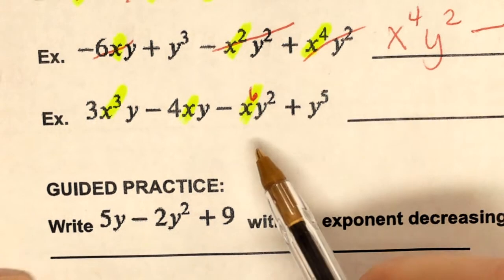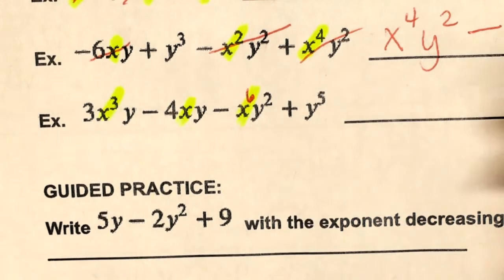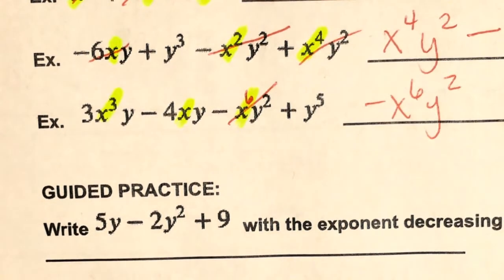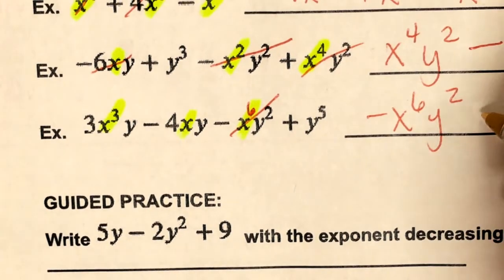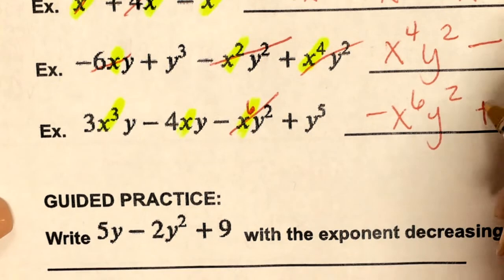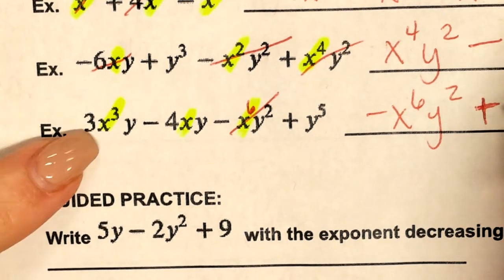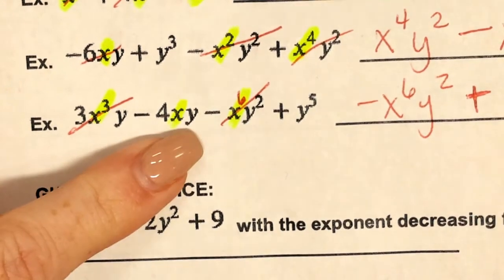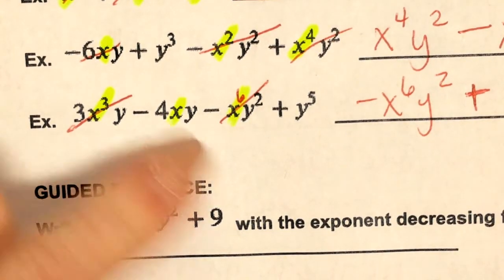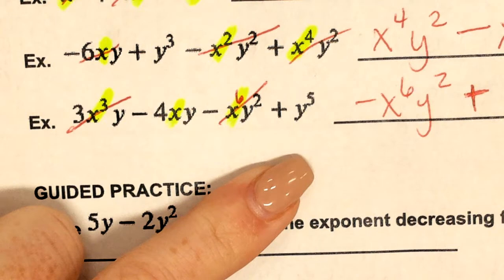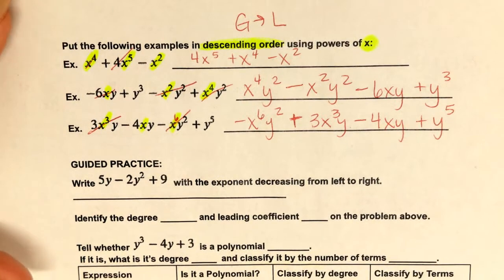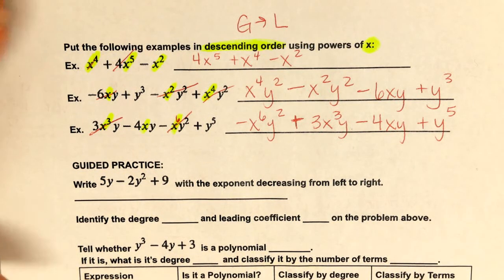Okay, which one was the biggest? Negative x to the 6y squared. I'm done. Now which one? Plus, so I got to put a plus sign. I can't just write it. 3x to the 3rd y. Now this one. And then the last one. How did y'all do? Good?